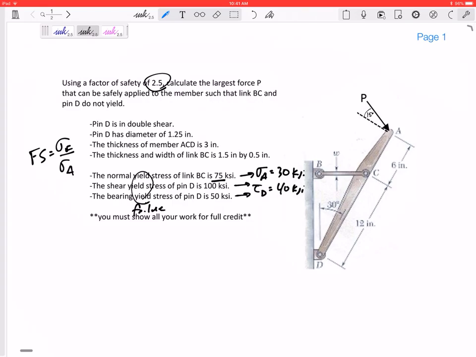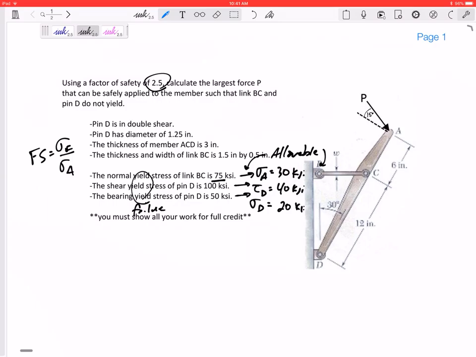And the bearing is also a normal stress, so this is the bearing stress at pin D. We're only going to allow it to get up to 20 ksi. So if you have a factor of safety and you're given the failure stresses, you need to find the allowable stresses, what you are going to allow.